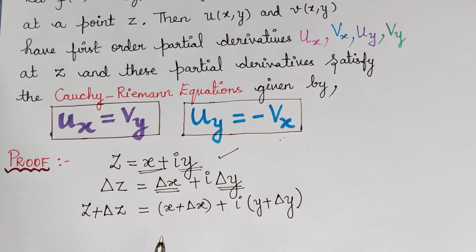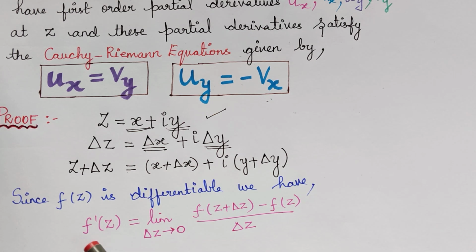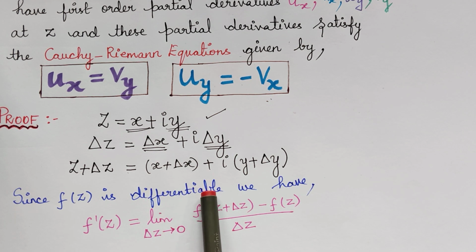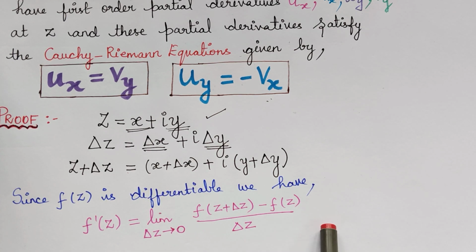Now since f of z is differentiable, we have f dash of z equal to limit delta z tends to 0 of f of z plus delta z minus f of z divided by delta z. This is by the definition of differentiable function. So since f of z is differentiable, this limit will exist. Now we shall substitute each of these terms over here.